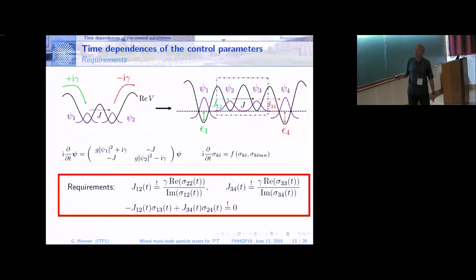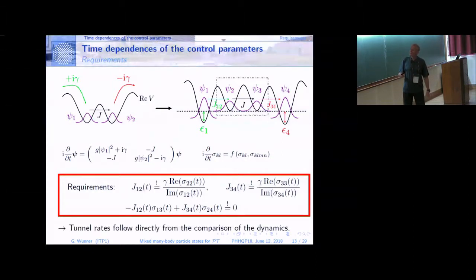Moreover, since in the two-well system there are no currents from 1 to 3 or from 2 to 4, we also always have this condition, which will become important now, that the coupling J12 times the sigma 1,3 plus this must be 0 at all times, because it doesn't appear in the two-mode problem. So the tunneling rates, which are the couplings between the wells, follow directly from the comparison of the dynamics.